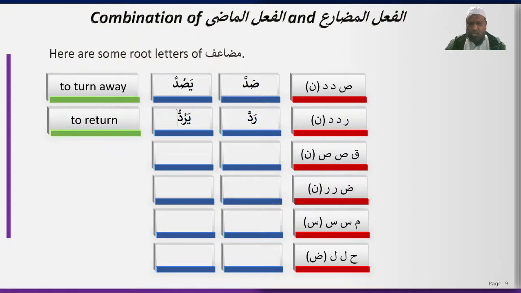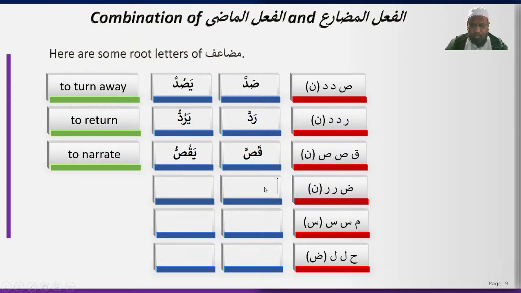Next, قاف صاد صاد from باب نصر. Apply the rule easily. We can say it. قص. مضارع exactly the same. يقص. قص يقص means to narrate. Next, ضاد را را. Can make the fil straight away. ضر. So on the scale of يقص, يضر. ضر يضر means to harm.